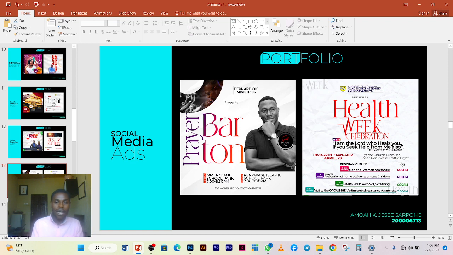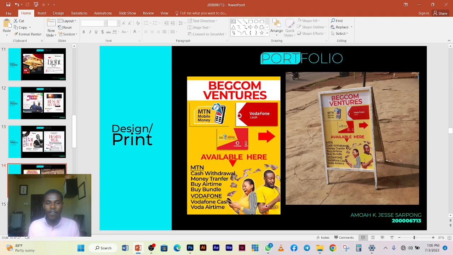I was also asked to mount a work, so I designed a flyer for a woman who is into mobile money vending. I was asked to design this flyer for the client, and after her approval of the design, we printed it and I was asked to mount it. That is the mounted work that I did for the client, and she was so happy.